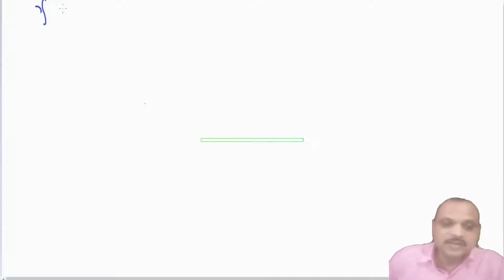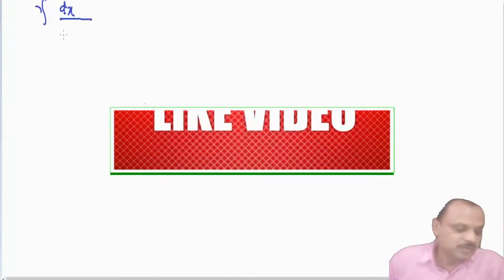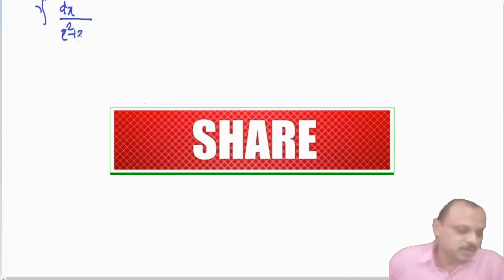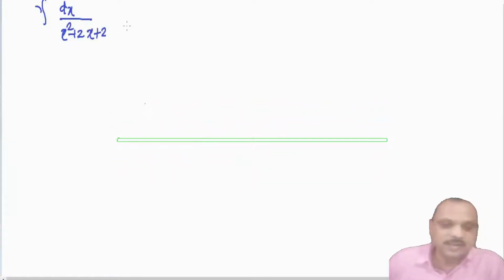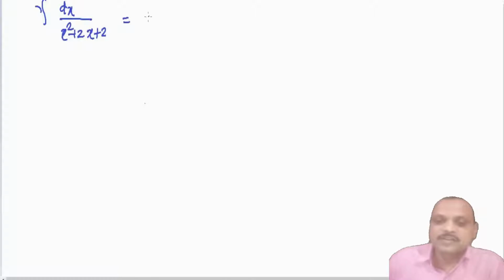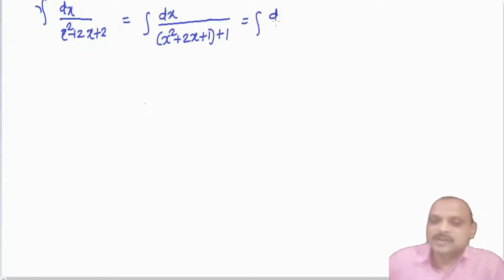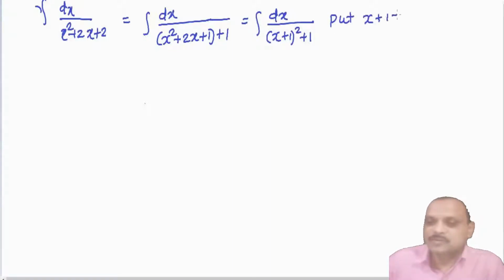integration of dx divided by x square plus 2x plus 2. Now you can see we write it as integration of dx divided by x square plus 2x plus 1 plus 1, equal to integration of dx divided by, this is nothing but, x plus 1 whole square plus 1. Now here we put x plus 1 equal to y.